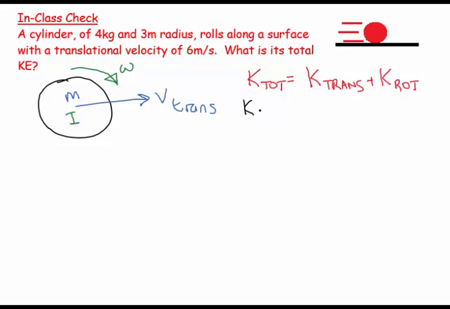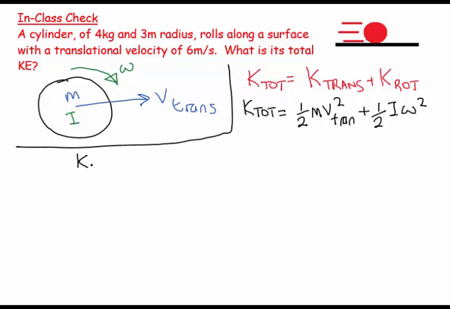Okay, so our K total is going to equal 1/2 times m times v translational squared plus 1/2 times I times omega squared. Let's put this in a little box so we don't get confused. So K total is going to equal, let's just leave it in terms of letters. Let's do this in blue: 1/2 m v trans squared plus 1/2 I omega squared.